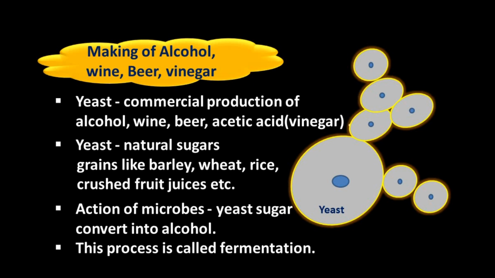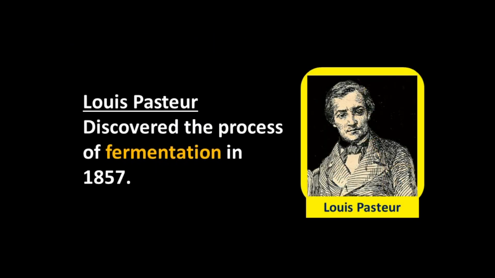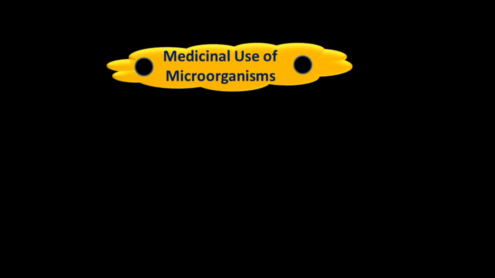This process is called the fermentation process. So in the fermentation process, the natural sugar present in the food is converted into alcohol. Louis Pasteur was the first scientist who discovered the process of fermentation in 1857.